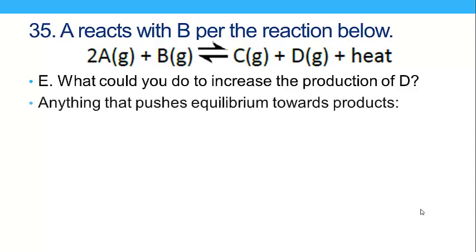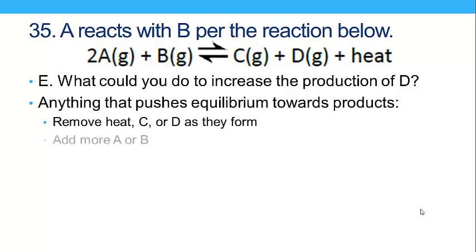What could you do to increase the production of product D? So anything that pushes equilibrium towards the products. So I can remove heat, C or D as they form. So as I remove those, I'm going to shift towards them to replace them. If I add more A and B, I want to shift away from them to get rid of it. So this would mean more collisions between A and B, which would result in more products. So we would make more D. Or I can increase the pressure. Because the product side has fewer moles, I would shift towards that side to relieve that additional pressure.